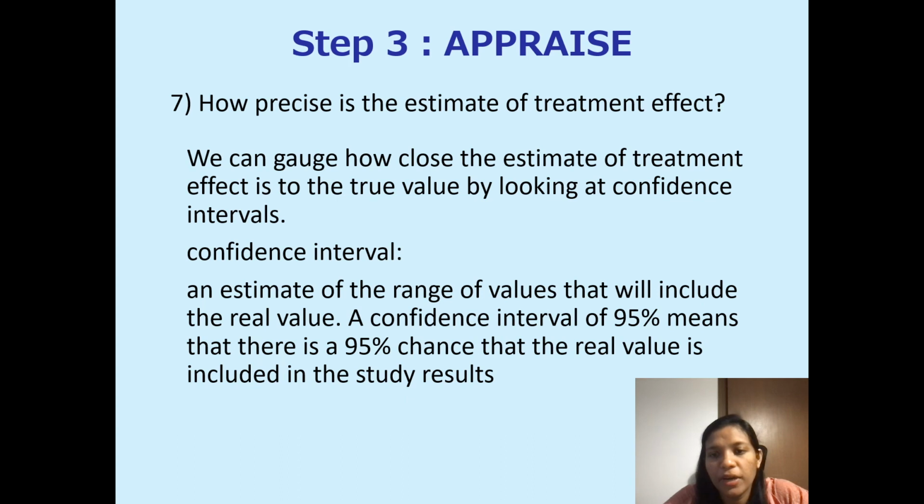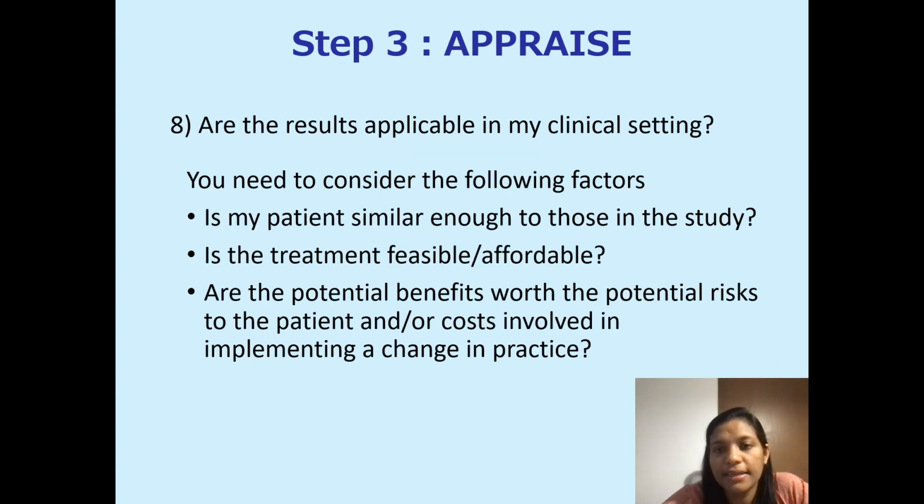The next important point is how precise is the estimate of treatment effect. We can find out how close the estimate of treatment effects is to the true value by looking at the confidence interval. So what is confidence interval? Confidence interval is an estimate of range of values that will include the real value. A confidence interval of 95% means that there is a 95% chance that the real value is included in the study results. So we have to look at the 95% confidence intervals in the treatment effect.